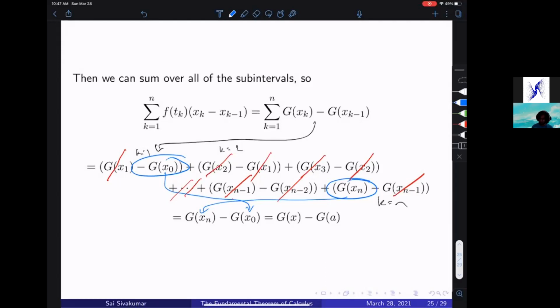But we already said when we did the partition that xn is equal to x and x0 is equal to a, because we started partitioning from a and then we went all the way to x, right?